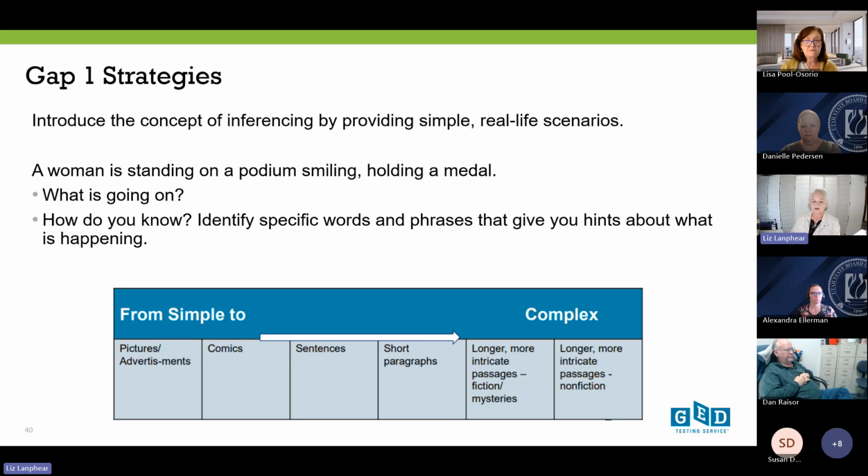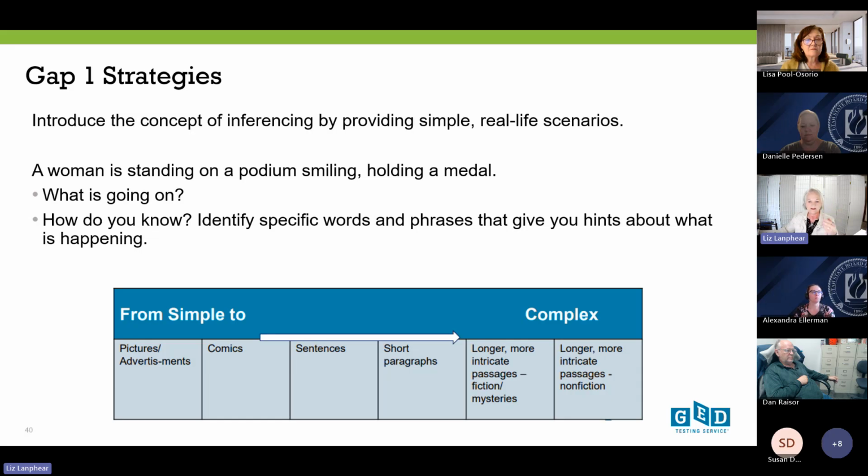Maybe it's the Olympics or things like that. What are those key phrases and words that gave you those hints? She's on a podium. We always see the podiums in the Olympics. She's smiling, so she's happy about it. And she's holding a medal, which means that she's won or come in second or third if she's got a medal. So they know how to infer that just by reading that one sentence, they got a picture in their mind about what was going on.